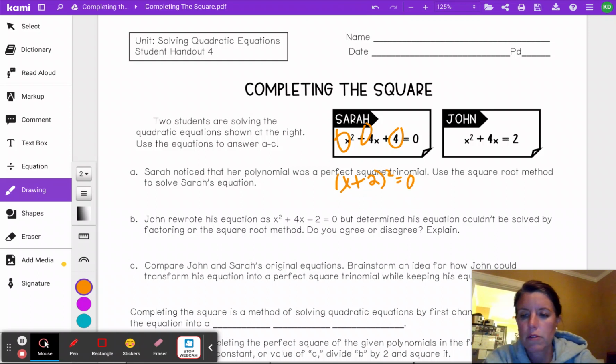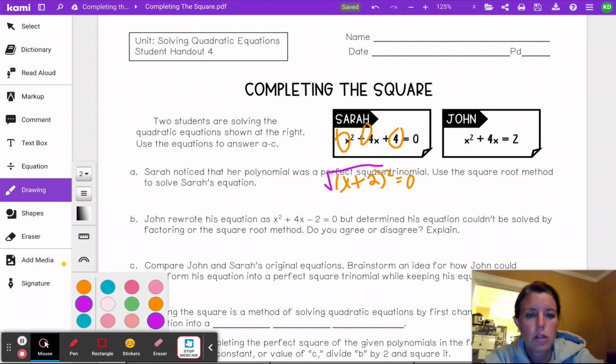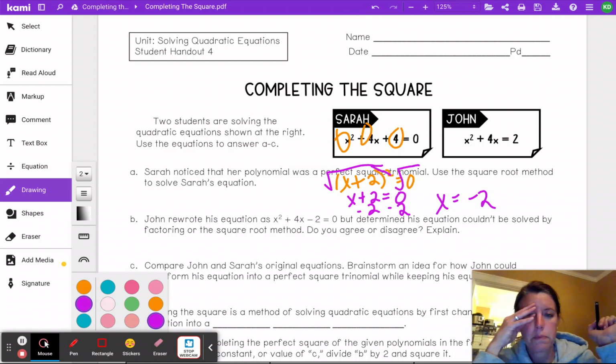Now we're going to use the square root method to solve it. So square root of both sides, you get x plus 2 equals 0 because square root of 0 is 0. And then subtract 2 on both sides and you get x equals negative 2. That's the answer. That's it.